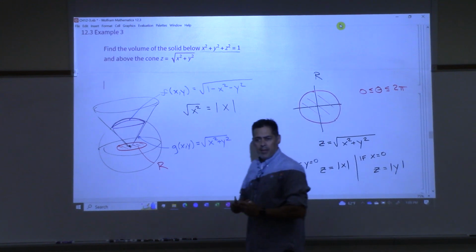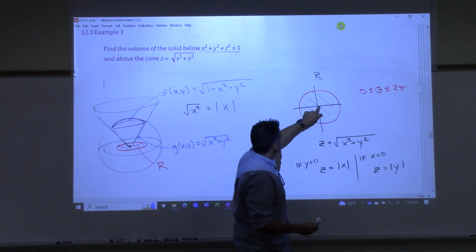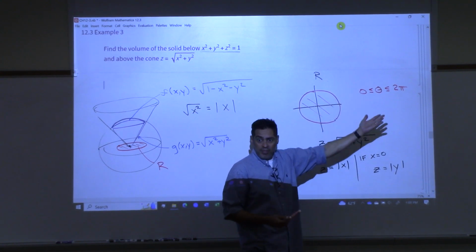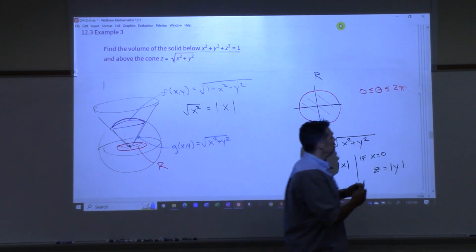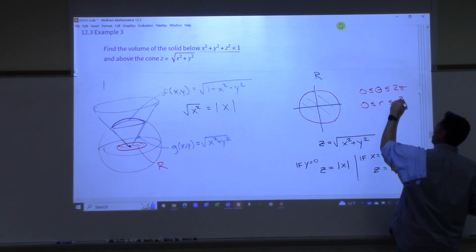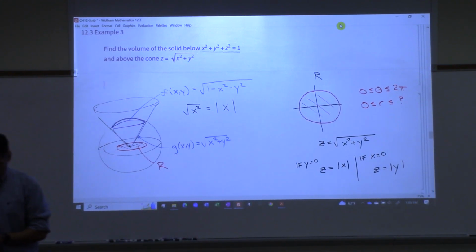But what about the radius? The radius is the distance from here to here, right? What does that vary between? Well, 0 and something, right? 0 and something? So my r is between 0 and, this is the question. What does it go to? What are you going to have to do to figure that out?